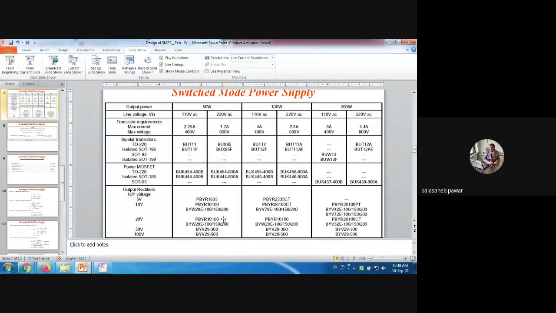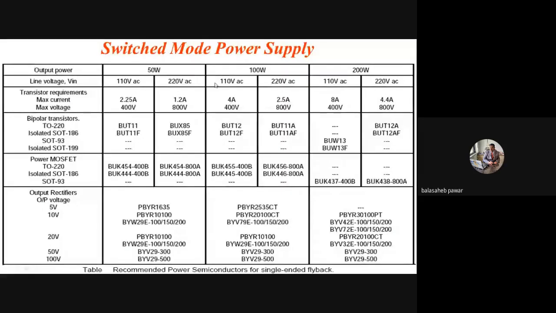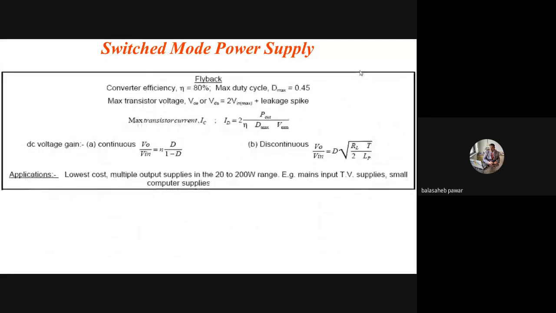Is it? So according to the wattage output or total wattage requirement, the transistor changes, and various components are recommended by the manufacturer. Is it? So for 50 watt, 100 watt and 200 watt SMPS design using this flyback, all these are the components mentioned. Is it clear? Yes or no? Am I audible? Yes, sir. Okay.